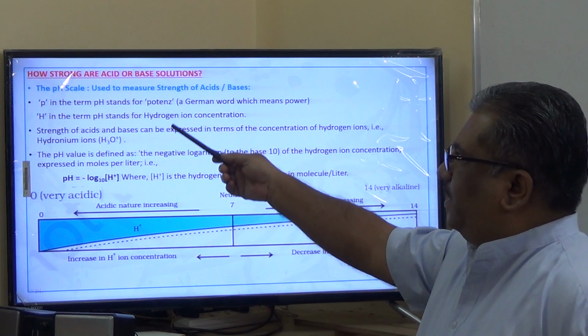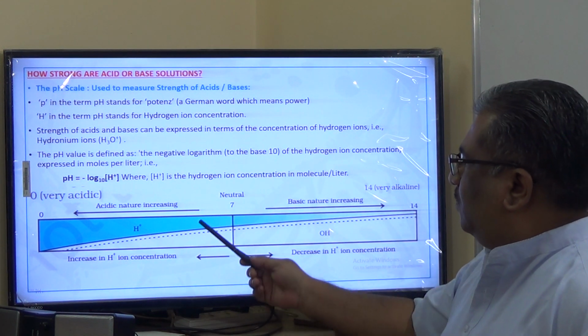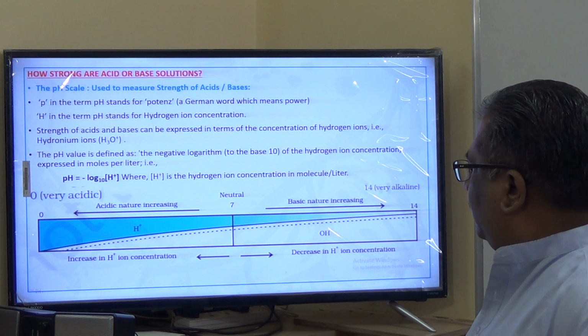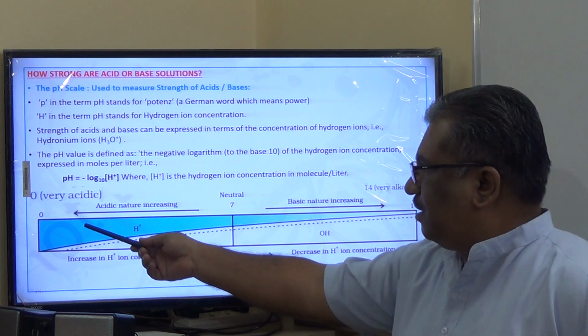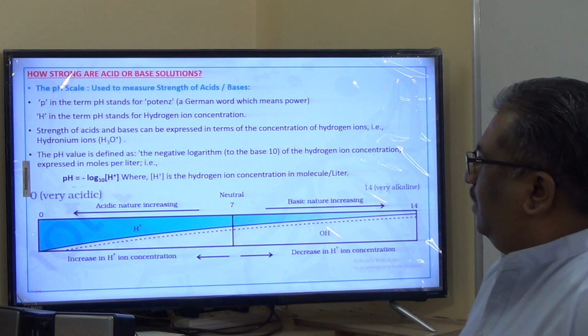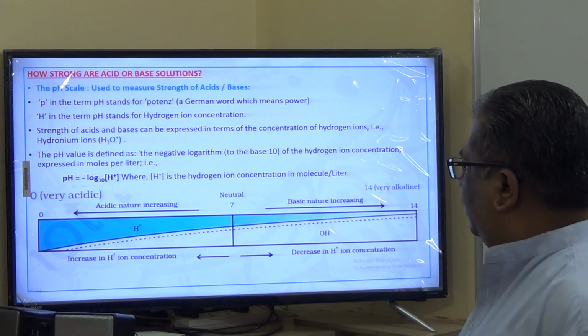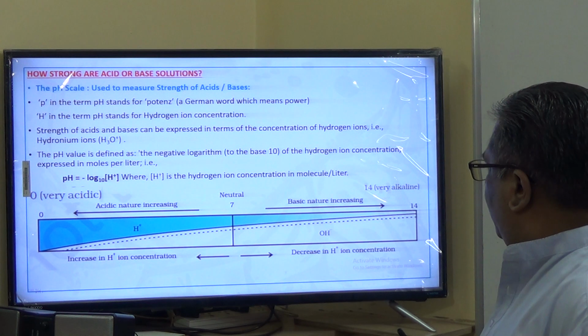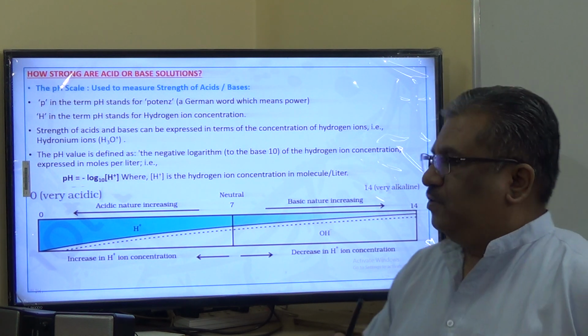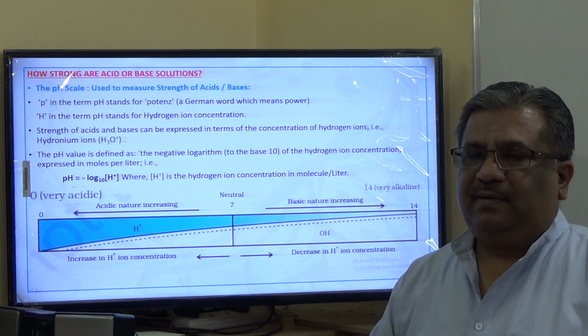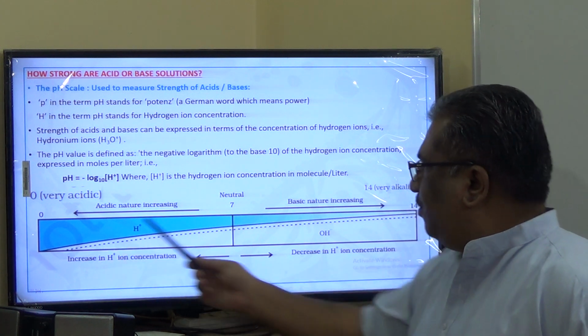These things have been explained already. Let us look at the pH scale. How does it look like? Here you can see one rectangular block, and 0 on one side, 7 at the middle, and 14 at the other side. So pH is basically a number which varies from 0 to 14.